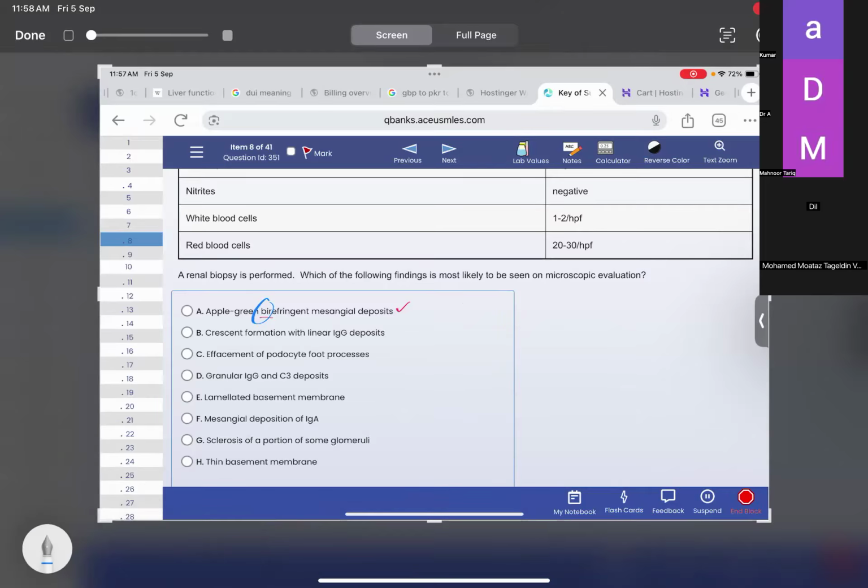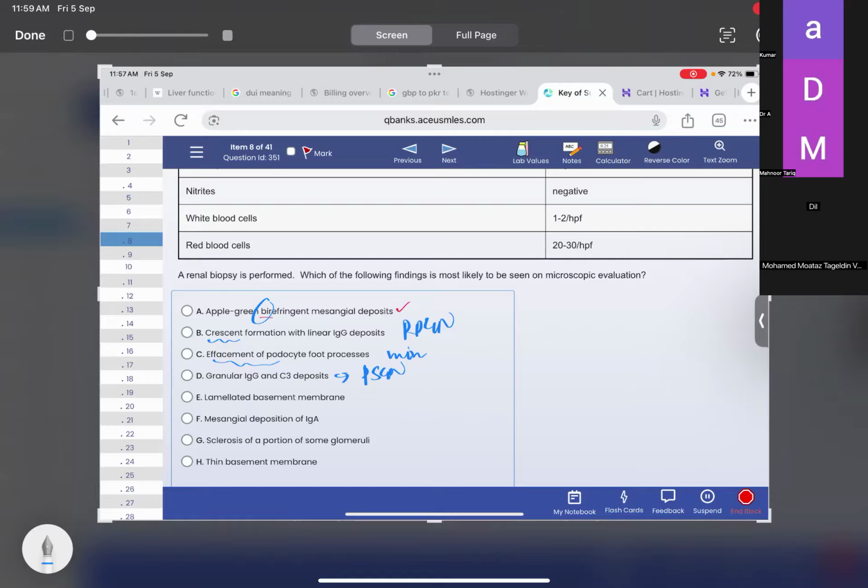Crescents are in rapidly progressive glomerulonephritis. Effacement is minimal change. Granular is PSGN. And lamellated, that means linear, Goodpasture's? I don't know, laminated, never heard of that. It's like thickening of the basement membrane.